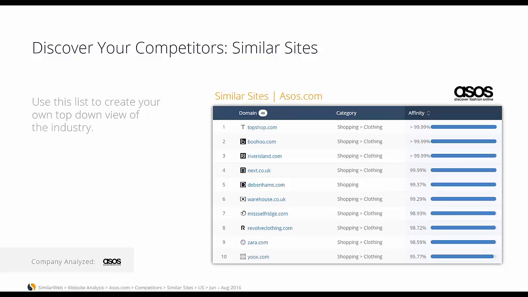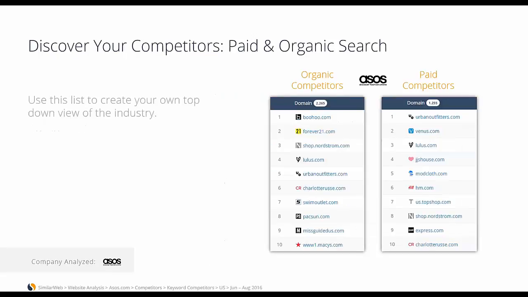Similar sites is our algorithm. It's based off of 18 different factors, including where the traffic comes from, the category of a site, the ranking of a site, if there's an overlap in audience, and we build an affinity ranking based off of all of these different characteristics so that we can see that ASOS online is competing with Topshop, is competing with Next, is competing with Riverland, and our ranking is actually saying, these are the ones with very, very high overlap based on this sort of affinity.